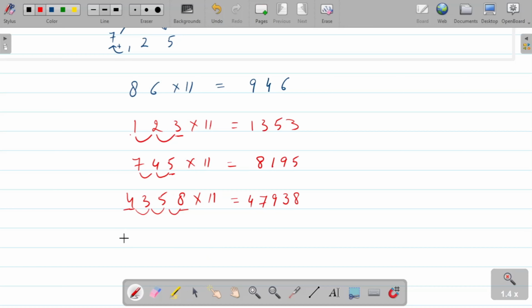We can take another example of a bigger number. Six as it is. 6 plus 3 is 9. 2 plus 3 is 5. 5 plus 2 is 7. 4 plus 5 is 9. And 7 plus 4 is 11. 1 carry, 7, 1, 8.